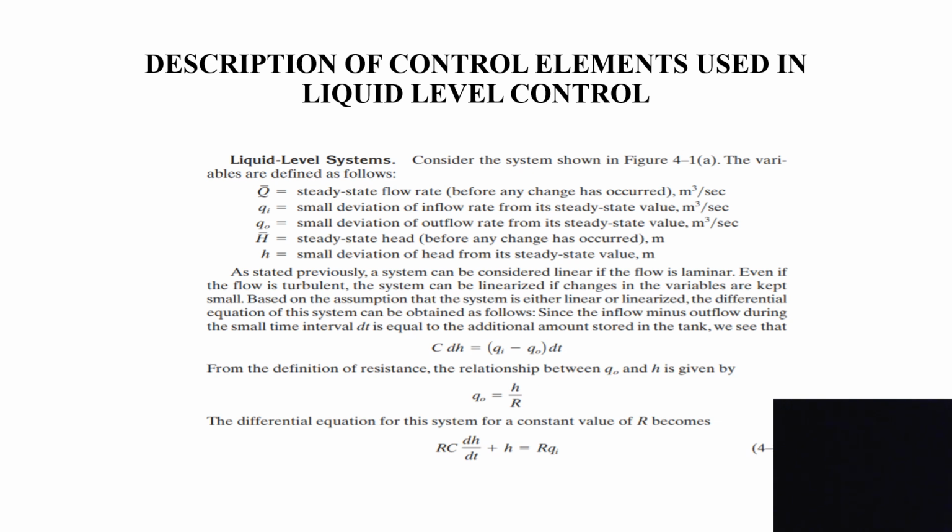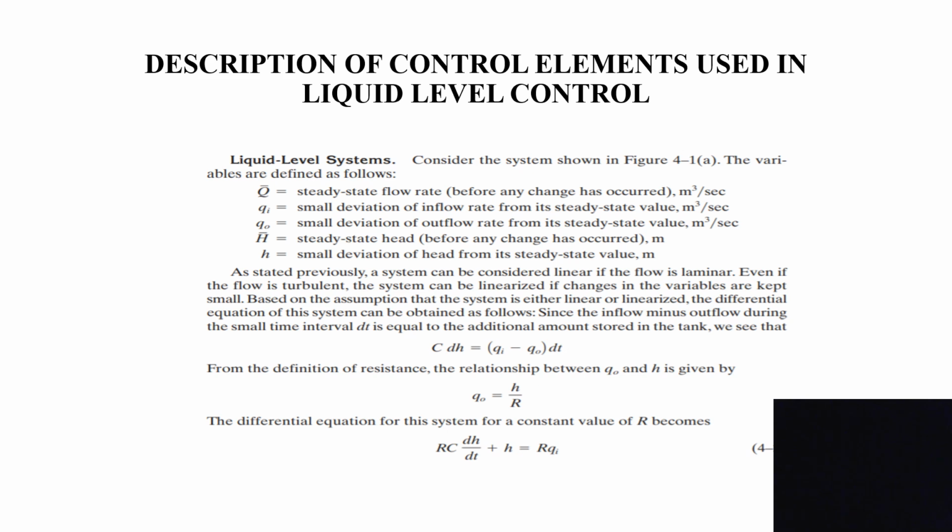Now we are assuming the flow through the pipeline is laminar, and we represent the mass balance equation as C into dh by dt is equal to Qi minus Q naught. Let us say Q naught is represented as h by R. Substituting this, instead of Q naught we write h by R, so the left hand side will become plus h by R. If you take the LCM, you will get RC into dh by dt plus h is equal to R into Qi.